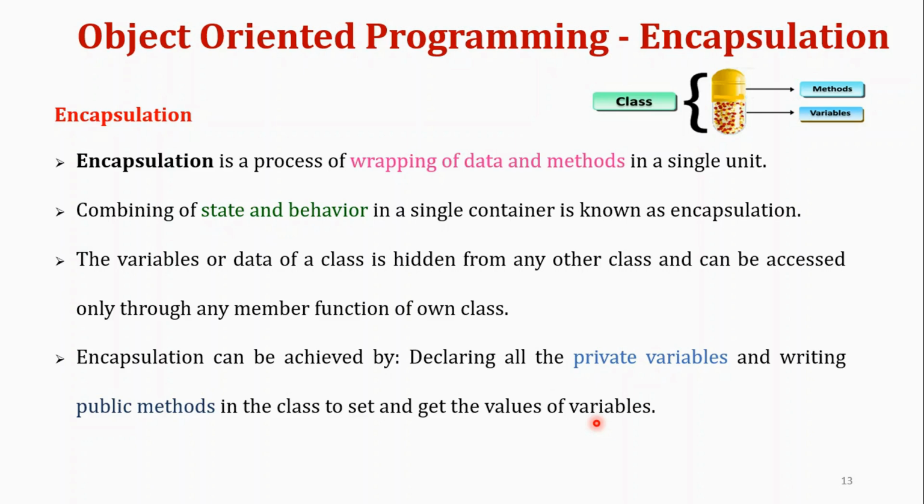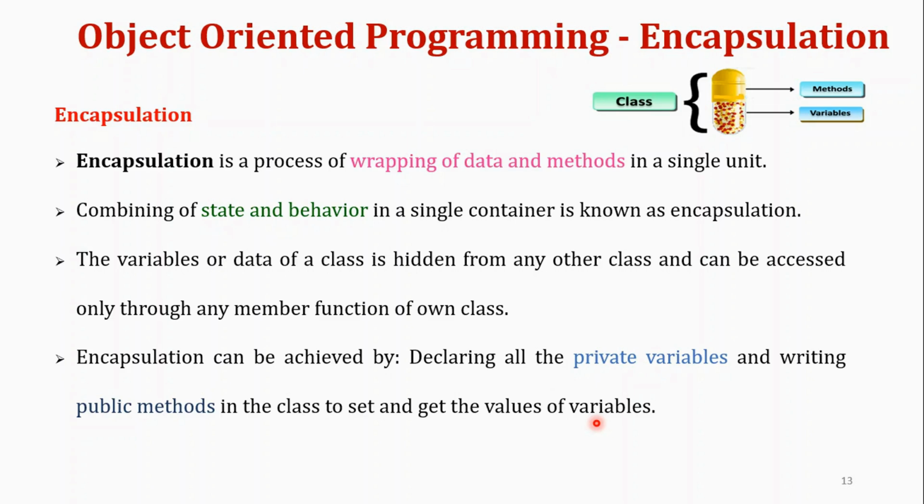So we are bounding or wrapping variables and methods inside the class. That itself is encapsulation. Encapsulation can be achieved by declaring variables in a private access mode. There are three access modes in C++: private, public, and protected. Let us discuss the access specifiers in the next session.